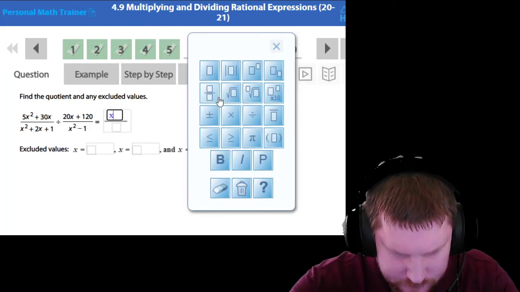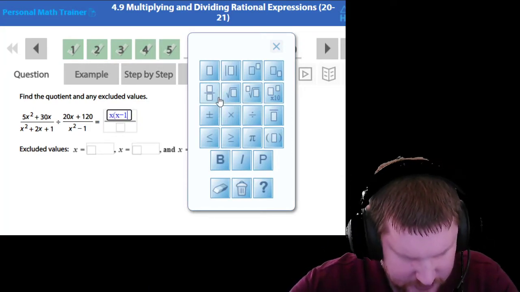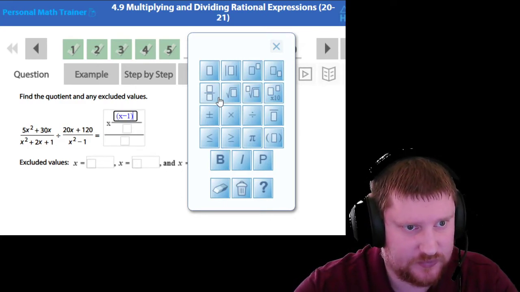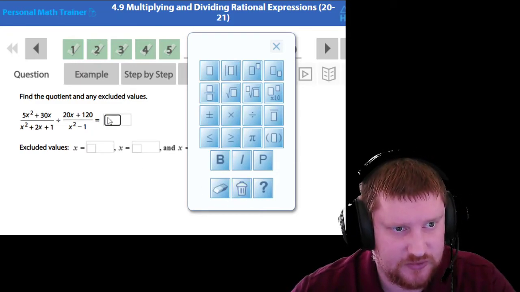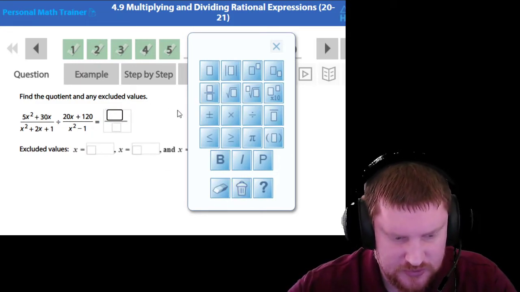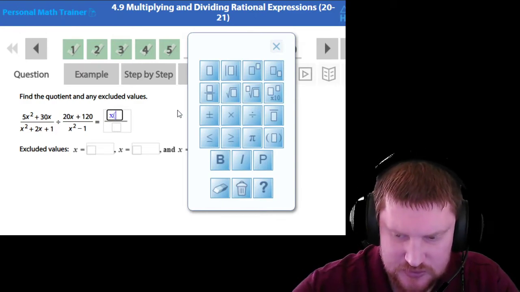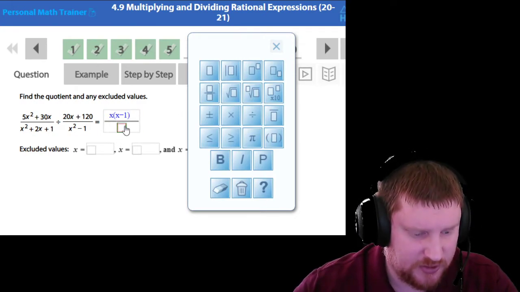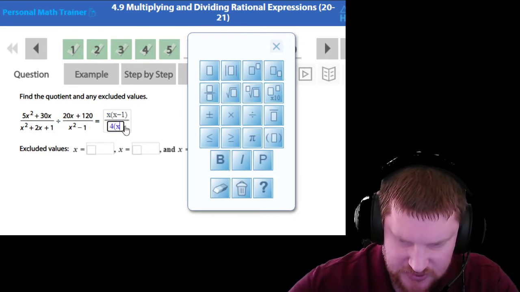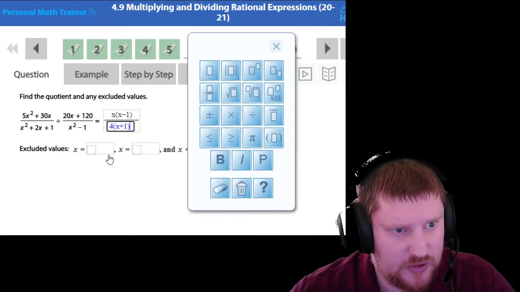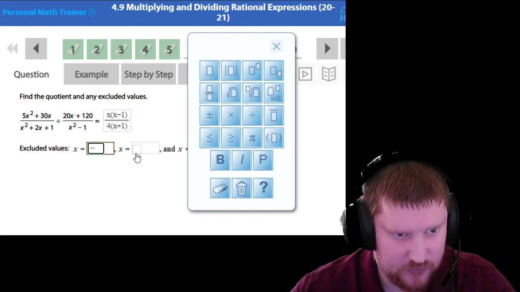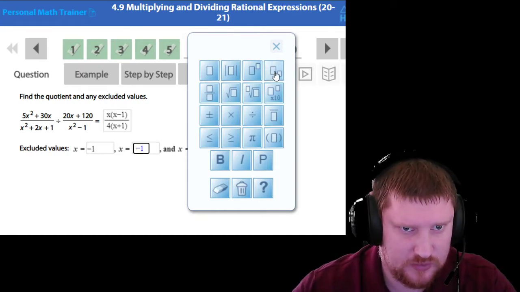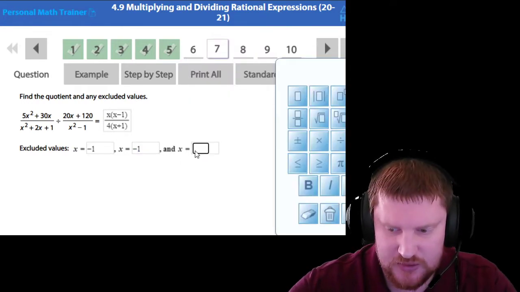Fraction x times x minus 1, divided by, oops, let's trash this, fraction x times x minus 1, then on the bottom 4 times x plus 1. Excluded values are negative 1, negative 1, and negative 6.